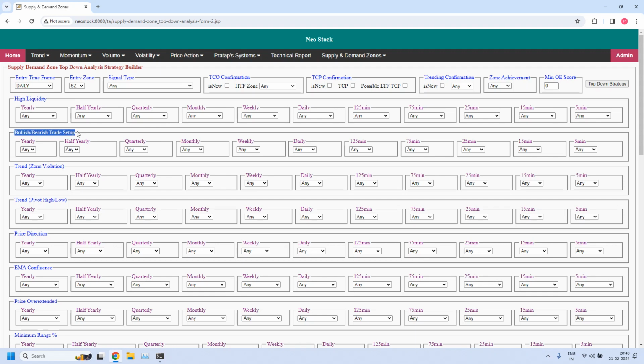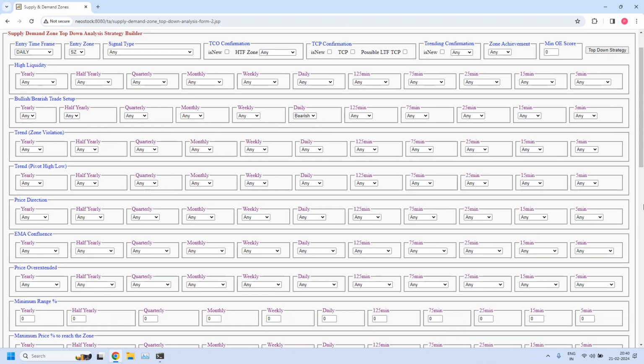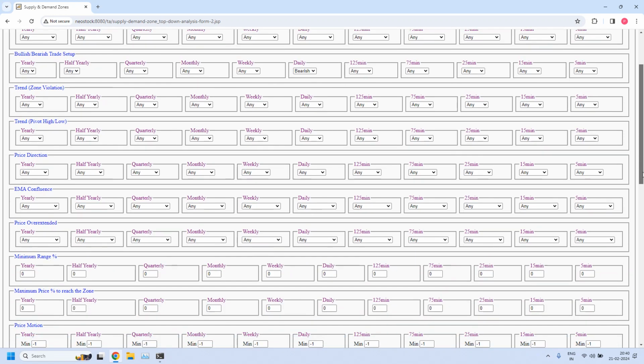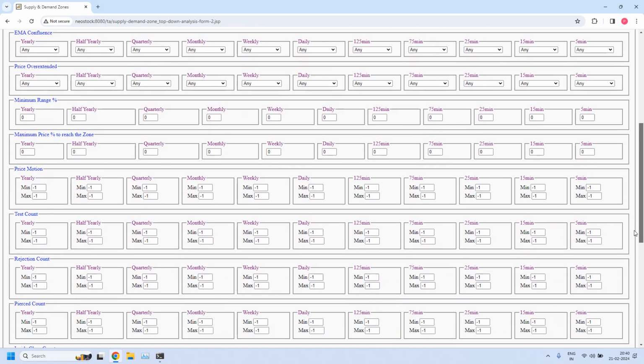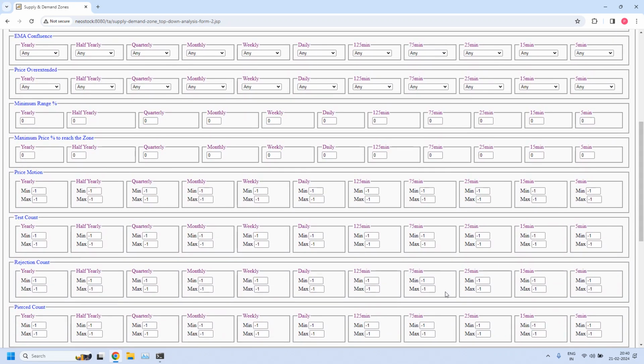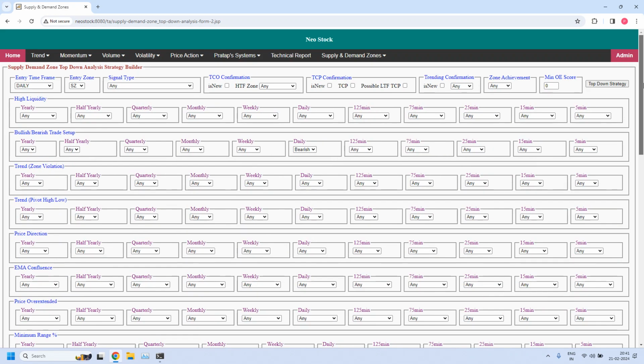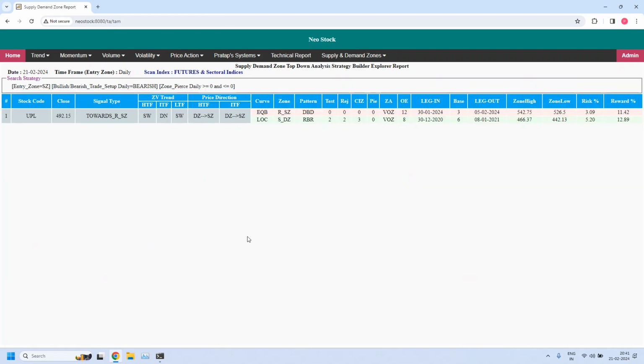And bullish or bearish setup parameter at daily time frame, I am selecting bearish. Because we don't want pierced zones, let me set the pierced count to 0. At the daily time frame, I am setting 0, 0 because we selected supply zone. So these values will be applied to the supply zone. So only one stock is currently supporting, that is UPL.